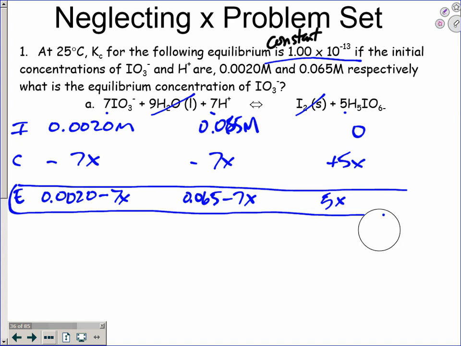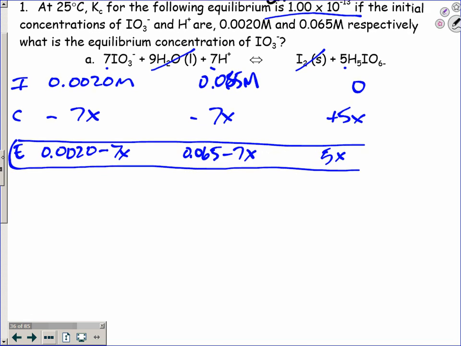Plug them into my what? The K expression. I have not written the K expression out yet, and I need you guys to write that. I'm ready when you are. Okay, C equals... I'm not going to plug variables in yet. Can we write the full expression out first?